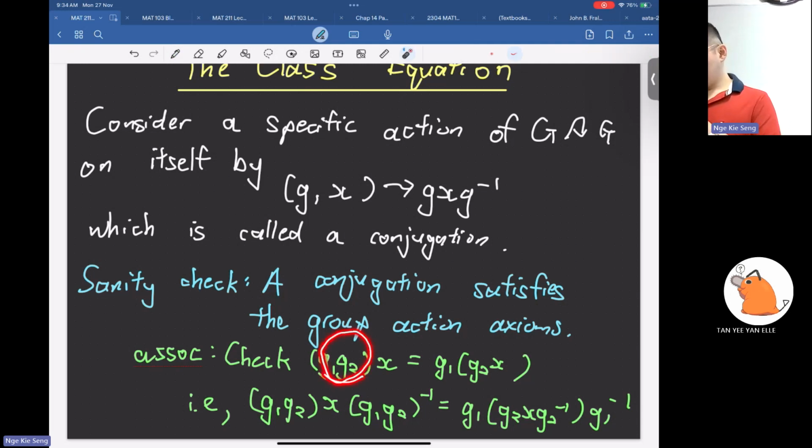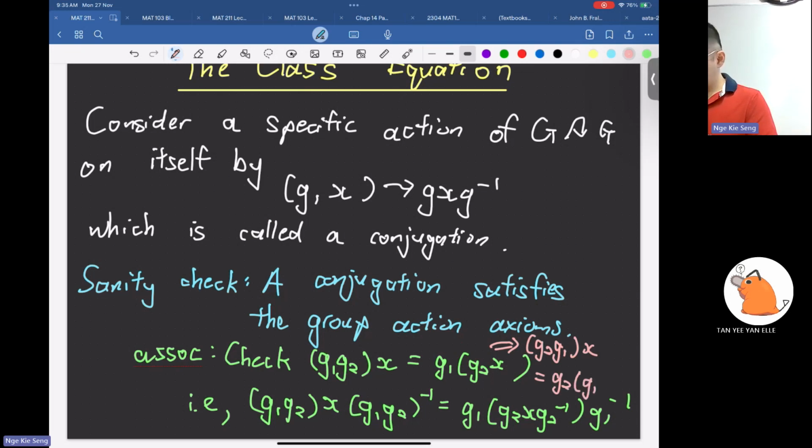If I put G1, G2 here, G2 is the one that is closer to X. This means the order is going from the right to left. This is what we call a left action. If we define a right action, it will be the other way around. So really, if you want to keep your order right, how you compose with X, you could write this as G2, G1 on X equals G2, G1X.